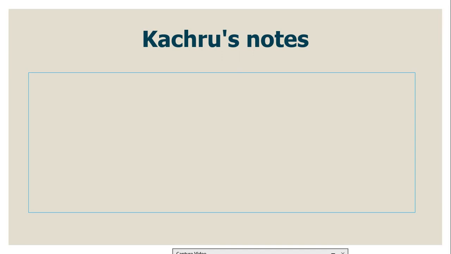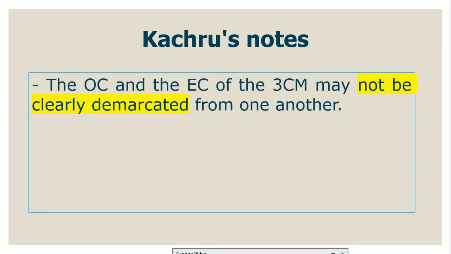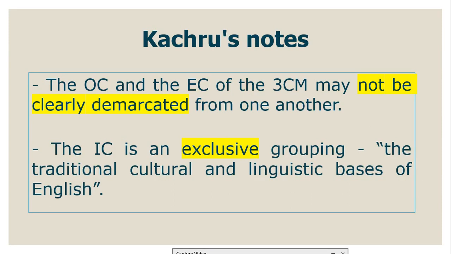Also, there are some notes from Kachru. For Kachru, the outer circle and the expanding circle of the three concentric model may not be clearly demarcated from one another due to possible changes over time of the local language policies and attitudes towards the languages available to the people involved. Thus, an outer circle population may become an expanding circle one with changes in situation, context, and attitudes over time, and vice versa. On the other hand, no such mechanism is mentioned for the case of the inner circle with either of the other circles. This possibly suggests that the inner circle is an exclusive grouping, what Kachru calls the traditional cultural and linguistic base of English.